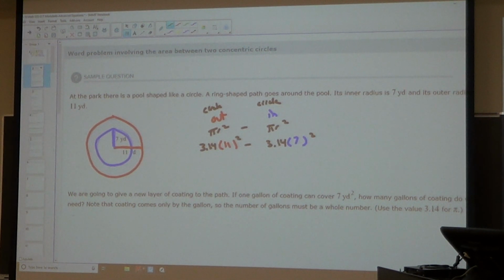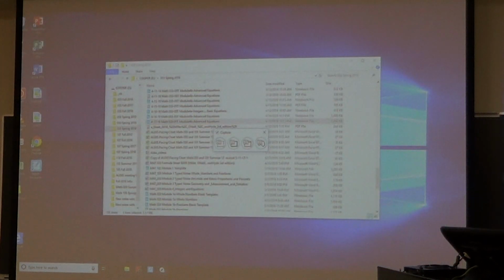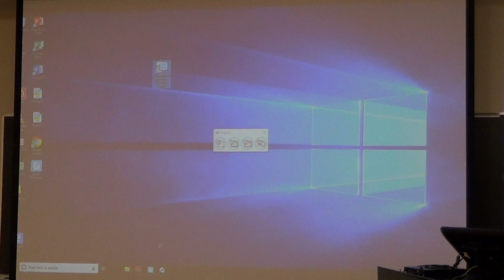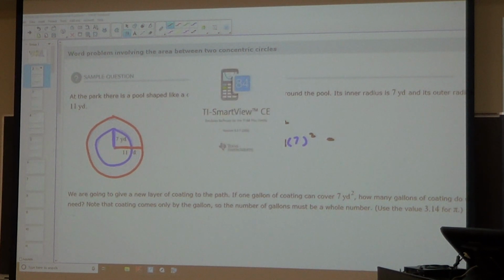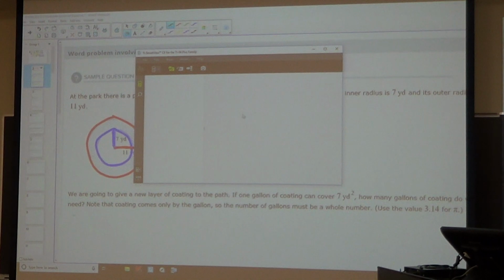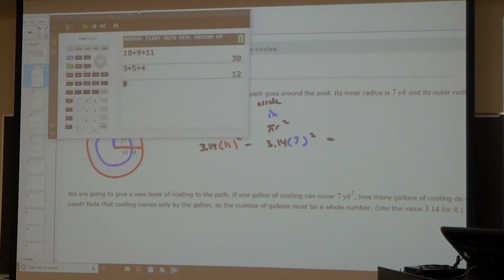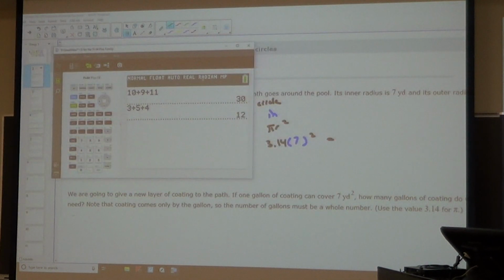So I'm going to do the outside minus the inside. I'm going to get my calculator. Outside minus inside. So it's going to be 3.14 times 11 to the second, 3.14 times 7 to the second, and then I'm going to take the first answer minus the second answer.